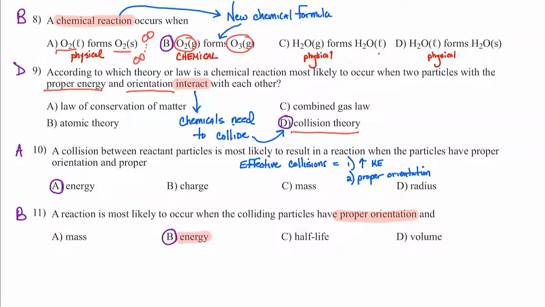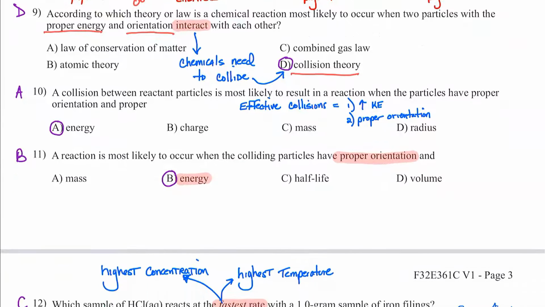So I know that's like, ooh, we've been talking about it, so we should pick that one. No. Okay? Don't fall for that distractor. Number 10, a collision between reactant particles is most effective when particles have proper orientation and proper energy.